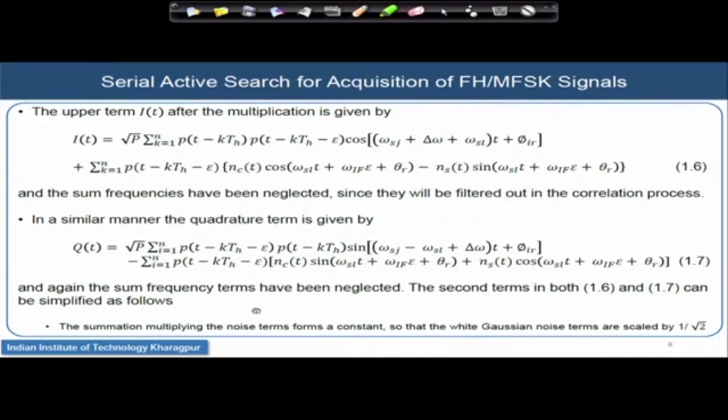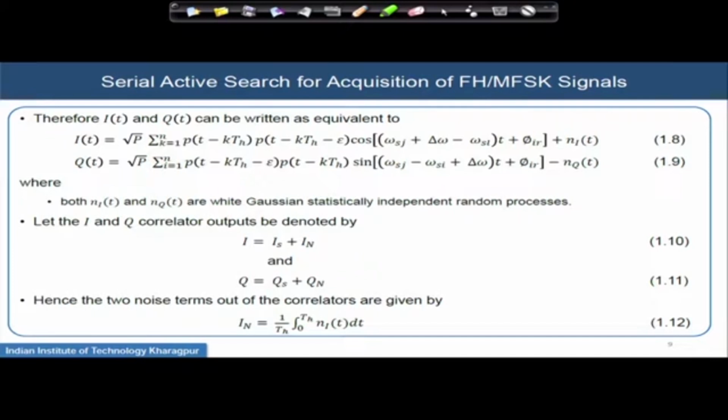And remember that we can easily show that the noise terms multiplied with this sum term finally form a constant, and as it is a white Gaussian noise, it will be scaled by a factor of 1 by root 2, which is easily provable. As I told in the last slide, each of these in-phase and Q-phase components is a combination of the noise section as well as the signal section. The noise associated with the in-phase we will mention as NIT, and the noise associated with the Q-phase, the whole term, will be considered to be NQT.